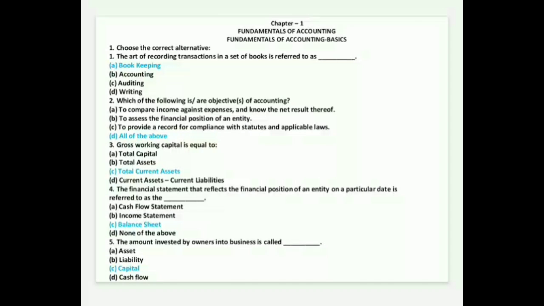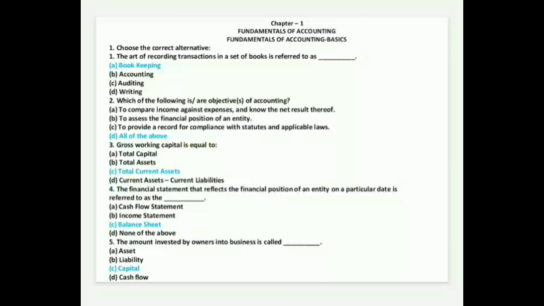Now let's talk about which of the following is the objective of accounting. Well, the options given are: to compare income against expenses, to know the results thereof; to assess the financial position of an entity; and to provide a record for comparison with statute and applicable law. So the answer will be all of the above, because you have to compare income against expenses during that financial year, assess the financial position of the entity, and provide a record for comparison with applicable law.